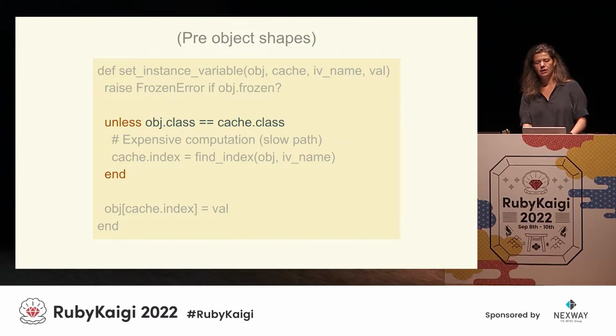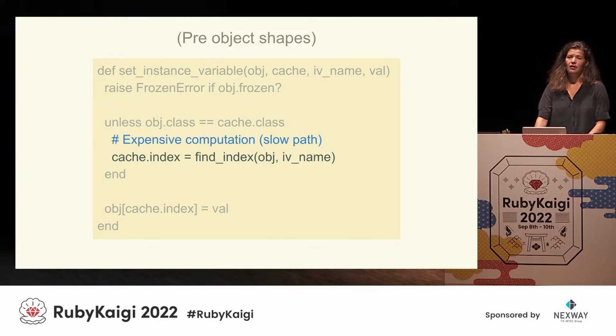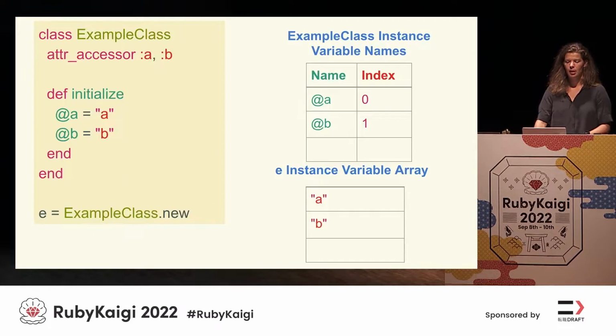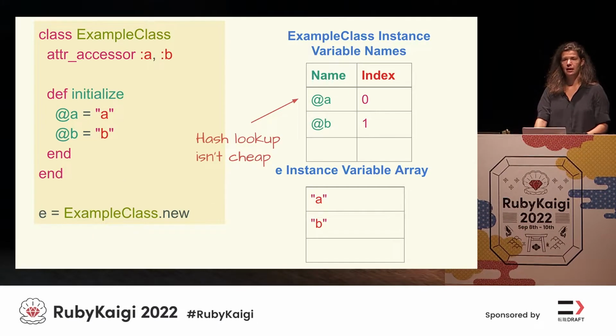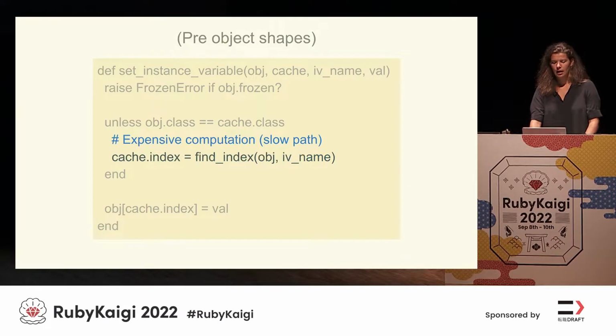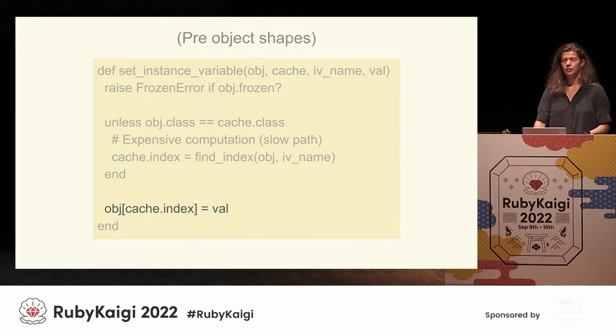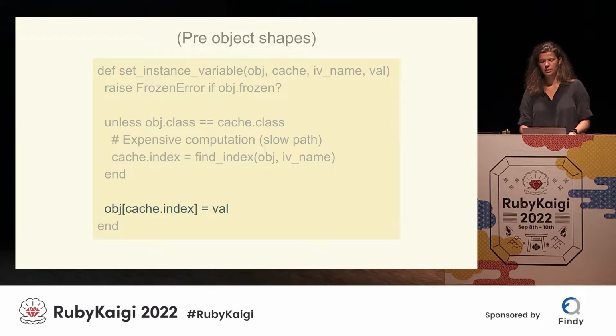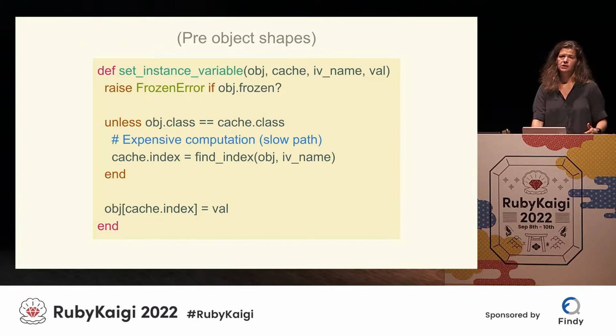Then we have our caching check. So again, we use the class for the cache, so we check if it's a cache hit or a cache miss. If it's a cache miss, we have to do our expensive computation to find the index. And remember, that's what we looked at here, where we're saying the hash lookup isn't that cheap. Once we've done this computation and we found the new index, we can then set the appropriate instance variable on the object to the value. So this is what it looked like before object shapes.